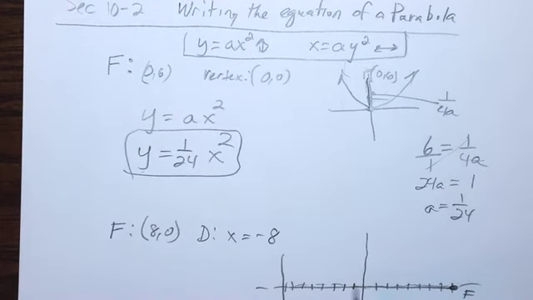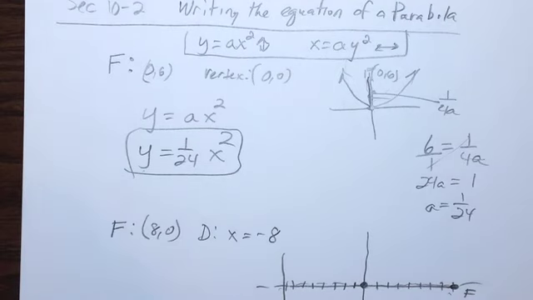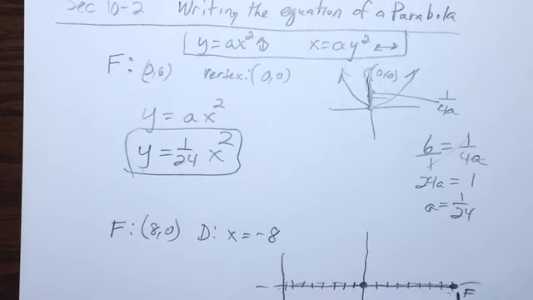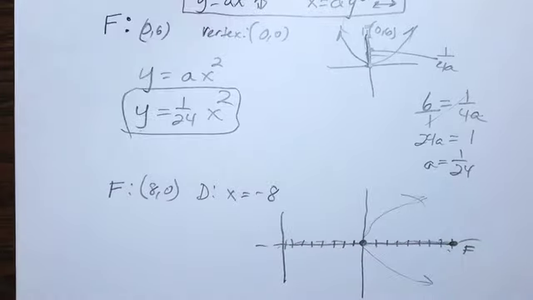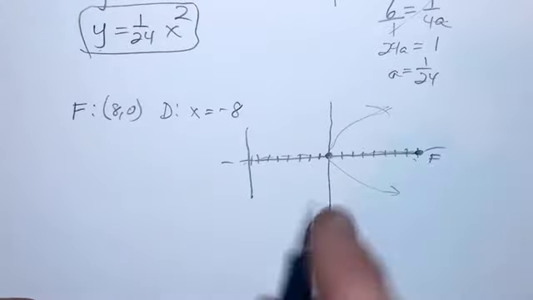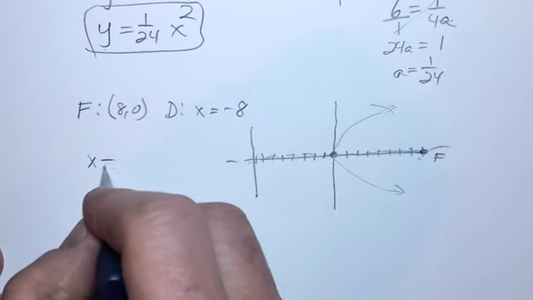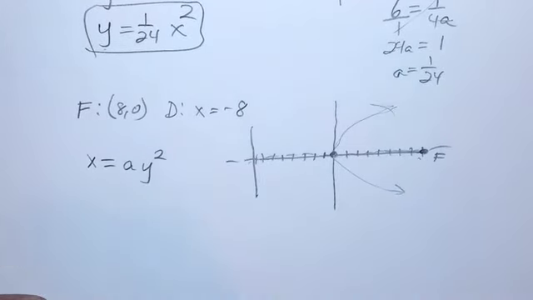The vertex is always halfway in between those. So in this case, again, the vertex is 0, 0. Because the focus is here, I know it opens in that direction. Now how wide I make that, it really doesn't matter. But if it opens to the right, I know it's x equals a y squared. Okay? So now I have to figure out what a is.